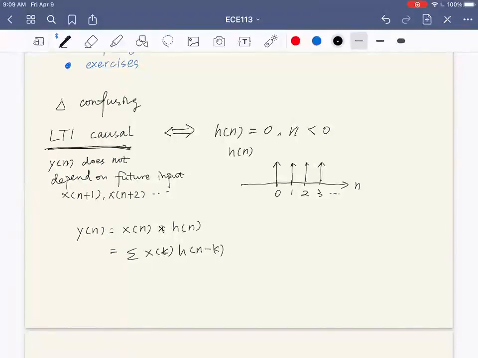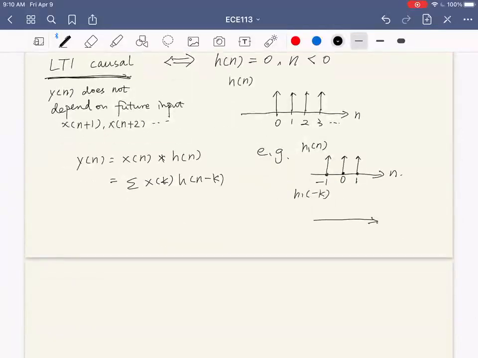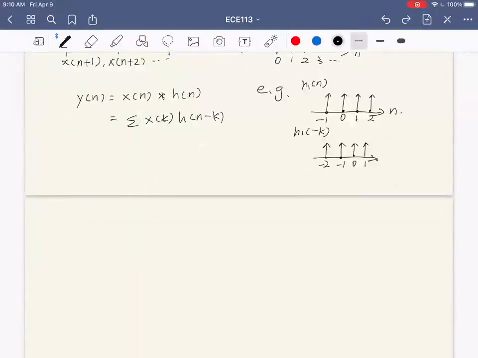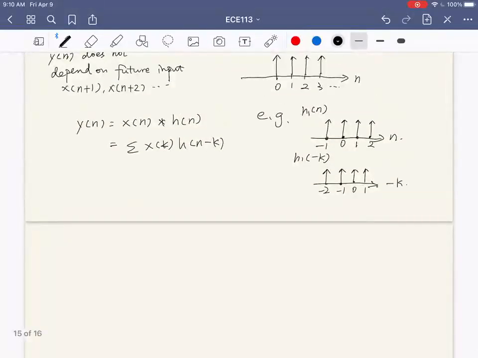So if we write down the equations for convolution, we'll have to flip the h, right? So let's suppose it is not causal. Let's suppose it has some support in the negative region. We can explain it better with a figure. Suppose we have h of n looks like this. And when we flip it to get h of minus k, it is symmetrical. We got this, right? And then we shift it by n.